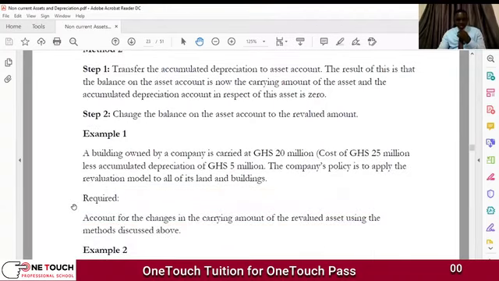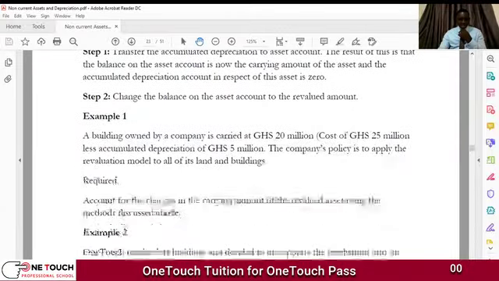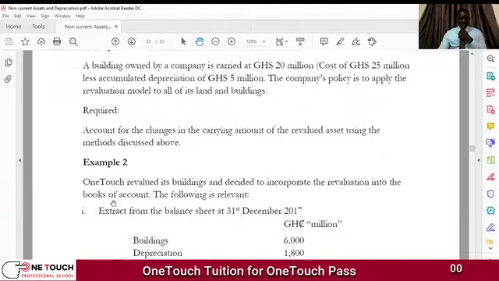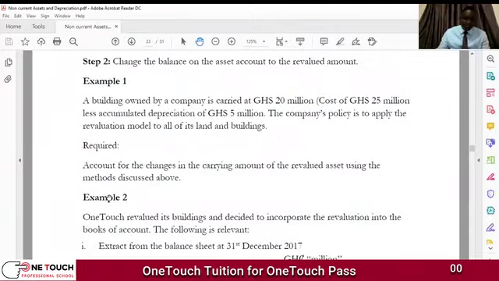A building owned by a company is carried at 20 million, cost of 25 million less accumulated depreciation of 5 million. The company's policy is to apply the revaluation method to all of its land and building. We can account for the changes in the current amount of the revalued asset using the methods discussed above. So let's look at this example, how we change the current value of an asset where there is depreciation. In the case of land, land is not depreciable, and therefore it was pretty straightforward.